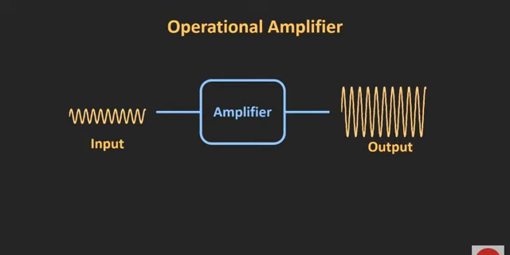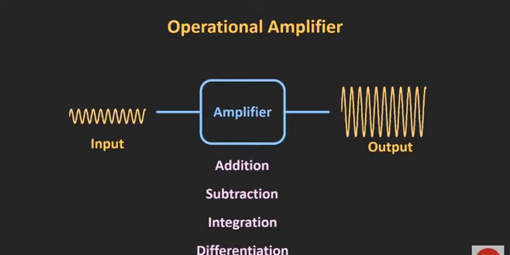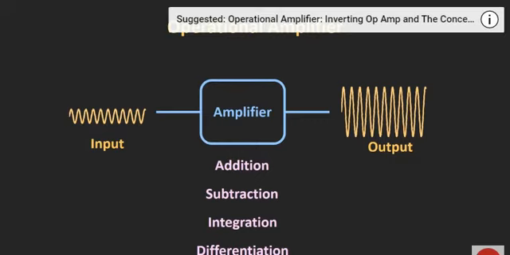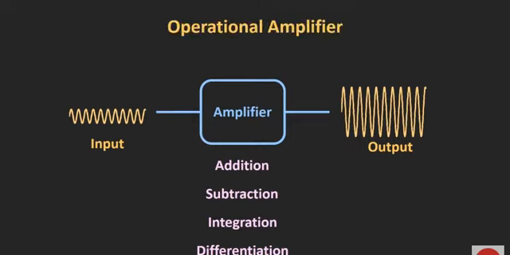Now let us understand why it is known as the operational amplifier. In the early days, when digital computers had not evolved, mathematical functions like addition, subtraction, integration and differentiation were performed using this operational amplifier. Just by connecting a few resistors and capacitors, it is possible to perform different mathematical operations, and that is why this amplifier is known as the operational amplifier.